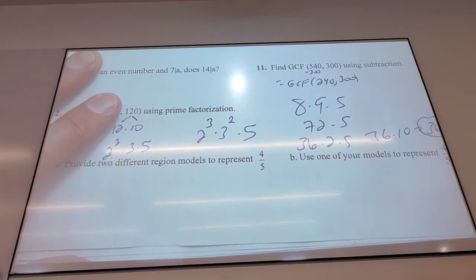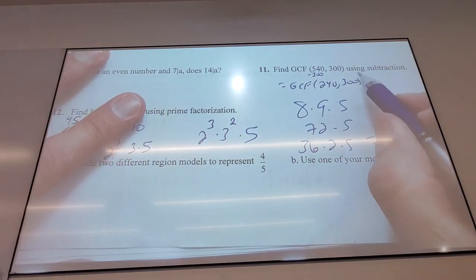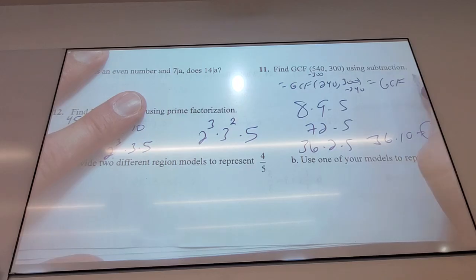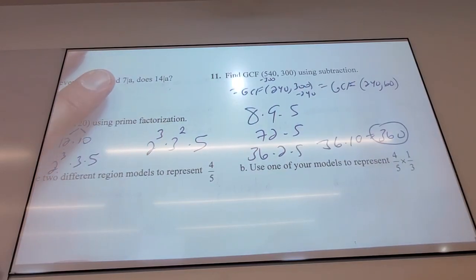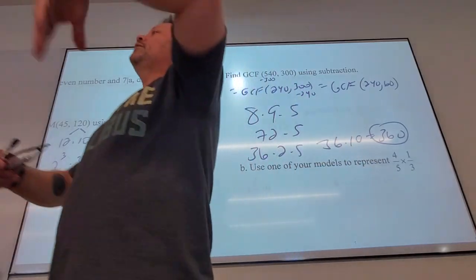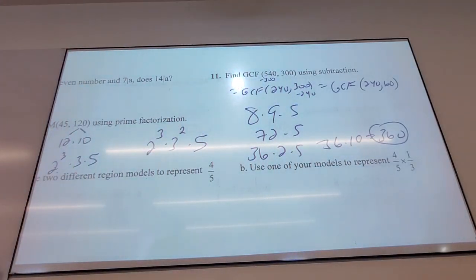How do I keep going with the same idea? Subtract 240, so this becomes 240 and 60. Can you guys, right now, tell me what number goes into 60 and 240? 60. You're done. If you can't see it, you keep subtracting. Yes? You need the biggest number that goes into both numbers that are in there.